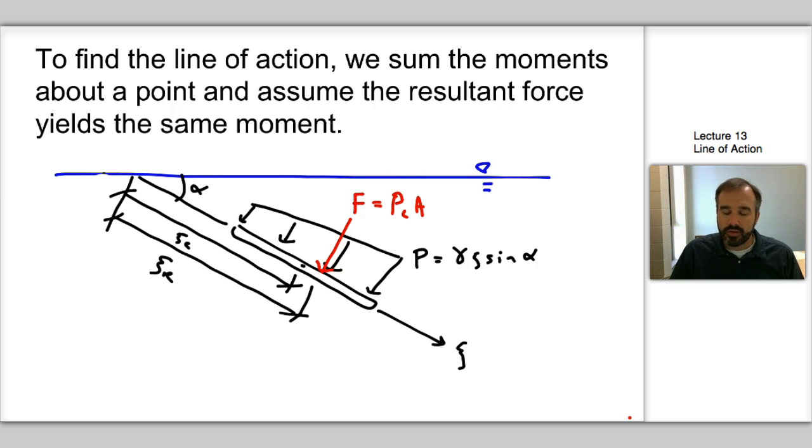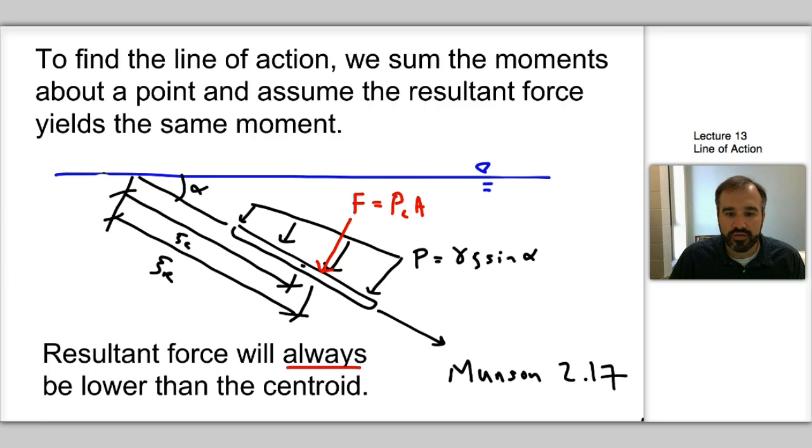Through our initial analysis, we found that the overall force is equal to the pressure at the centroid, at psi c, which is shown here, times the area of the plate. What we want to know now is where psi r is located. Where is that force effectively acting? Because the pressure is shifted down toward the bottom part of that plate, we know that the force will be below the centroid. So the resultant force will always be lower than the centroid for the pressure in a fluid. This is shown in Munson 2.17.